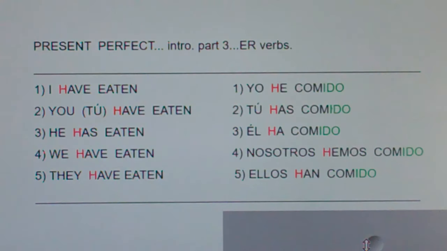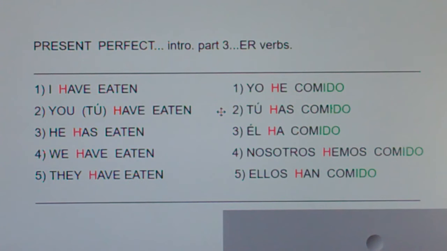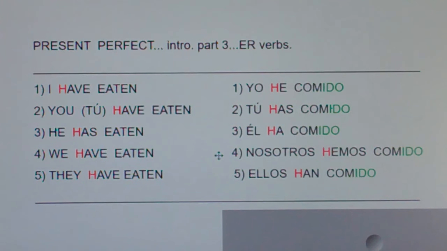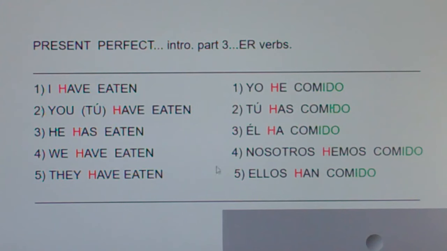Here we go. Number 1, I have eaten. Yo he comido. Number 2, you have eaten. Tú has comido. Number 3, he has eaten. Él ha comido. Number 4, we have eaten. Nosotros hemos comido. And finally, number 5, they have eaten. Ellos han comido.